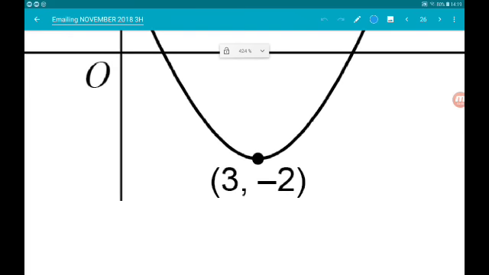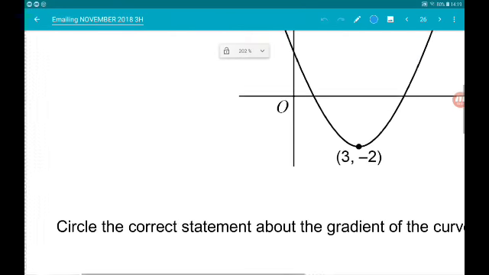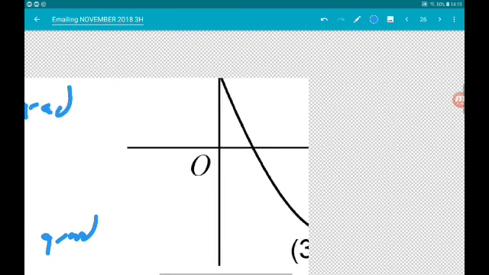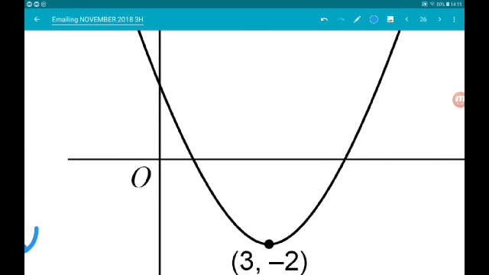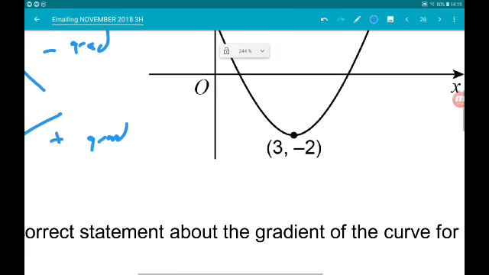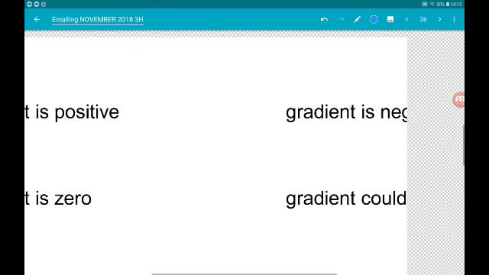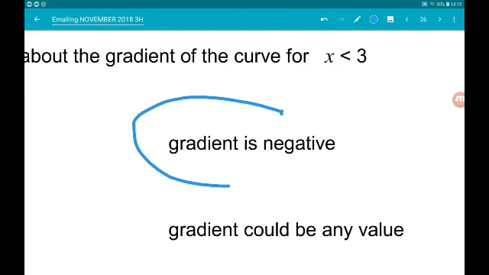At a turning point, gradient is equal to 0. Now, with straight lines, that is negative gradient. That is positive gradient. So we can see that the curve is going down from left to right. So the gradient is negative for x less than 3. So there it is. Okay guys, on that, the paper is done.